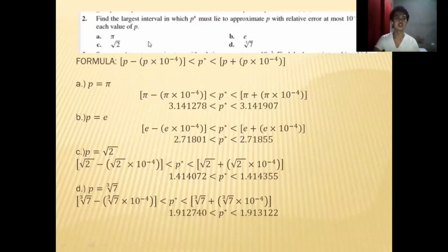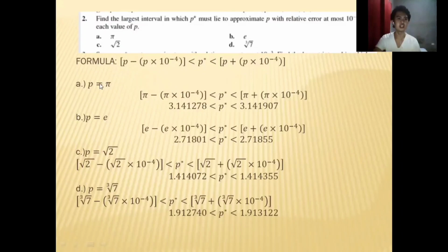So next, problem number 2: find the largest interval in which p asterisk must lie to approximate p with relative error at most 10 raised to negative 4 for each value of p. So for the values of p, letter A, p equals pi, letter B, p equals e, letter C, p equals square root of 2, and letter D, p equals cube root of 7. Using this formula, p minus p times 10 raised to negative 4, then p plus p times 10 raised to negative 4.